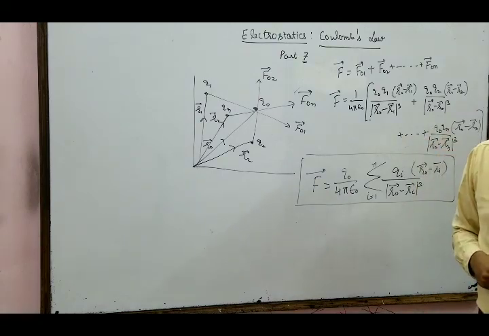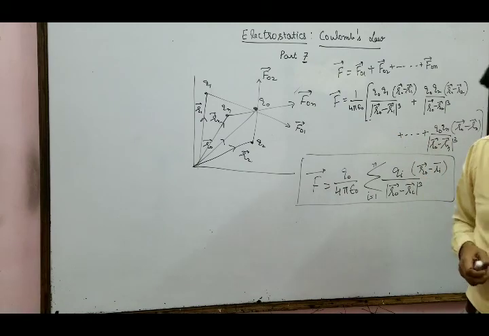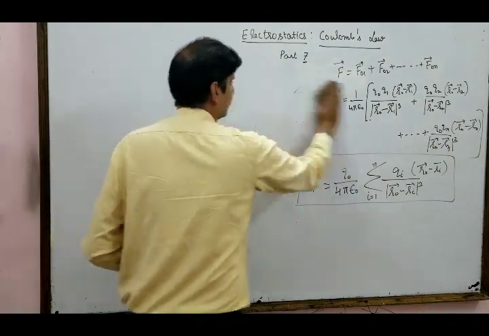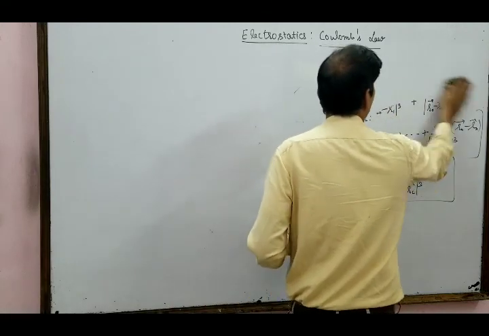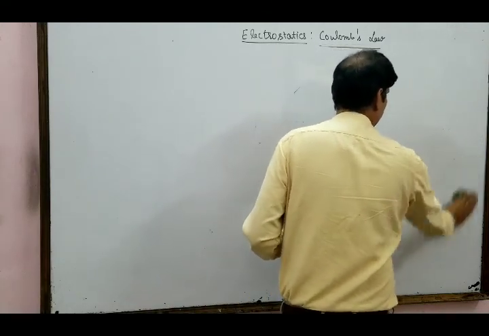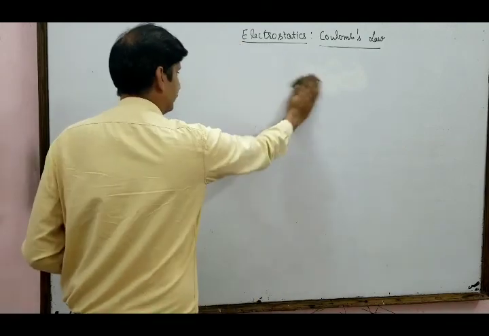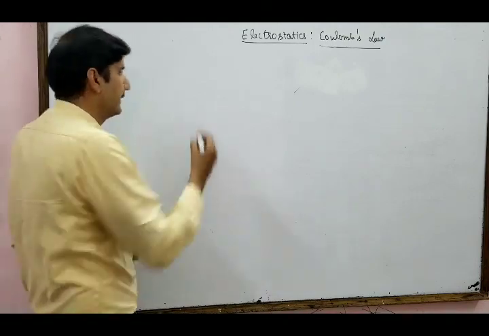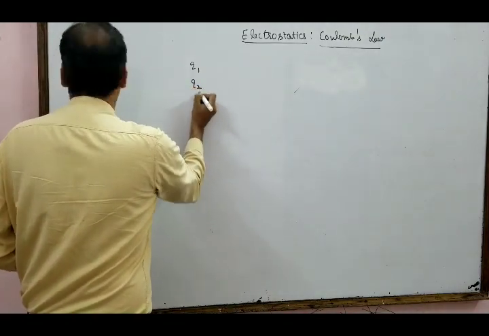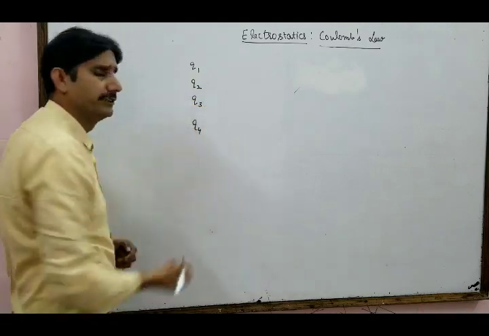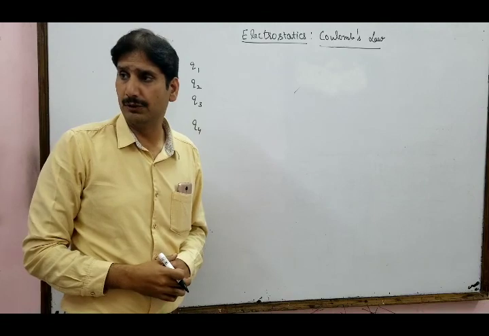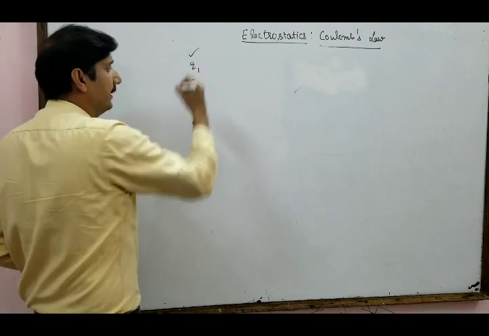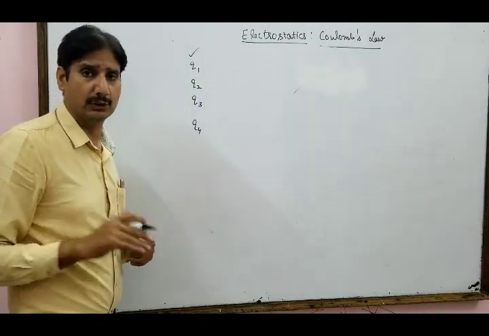We'll solve one numerical using this approach. Let's see how to do that. Let's say the question says that there are 4 charges, Q1, Q2, Q3 and Q4, and you have to find out the force on, say, Q1 due to Q2, Q3 and Q4.